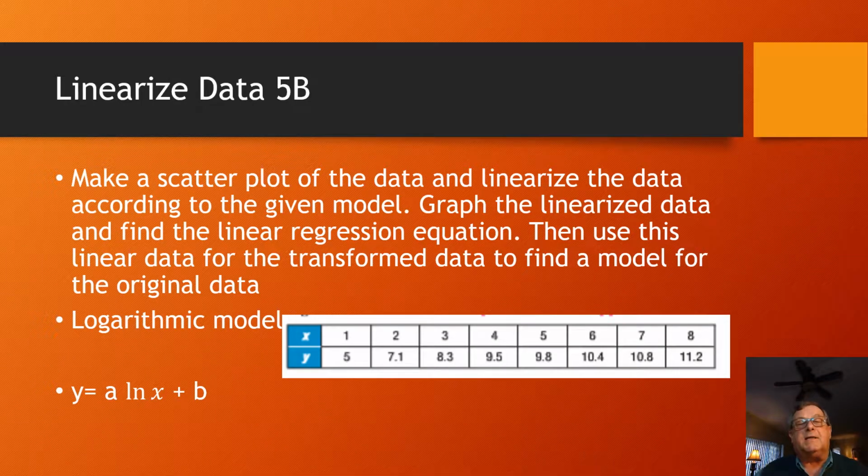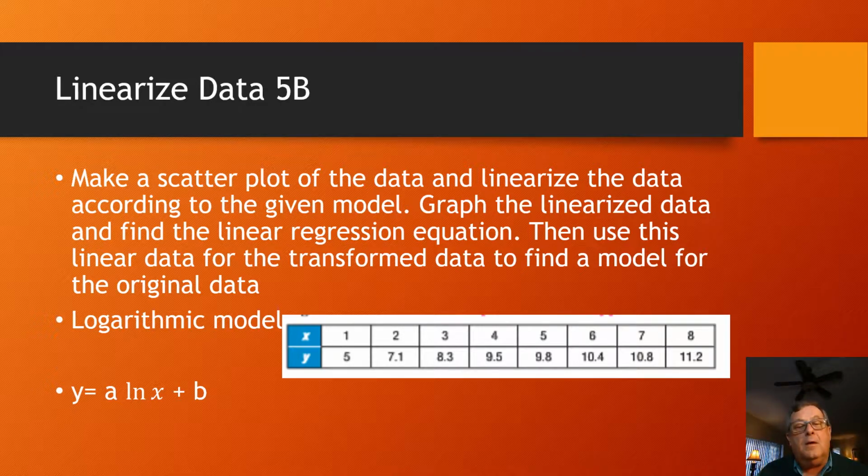Let's look at a second example of linearizing data. Once again, we're asked to make a scatter plot of the data, then linearize the data according to the given model, graph the linearized data, and find the linear regression equation. Then we use that linear regression equation to transform the data and find a model for the original data.